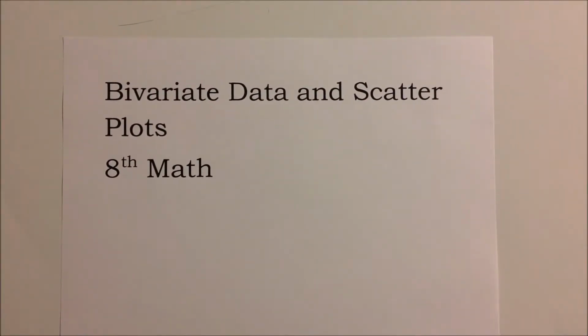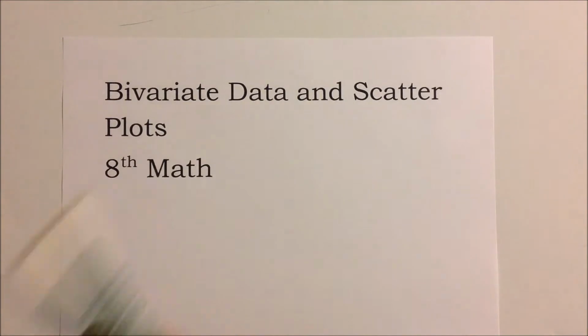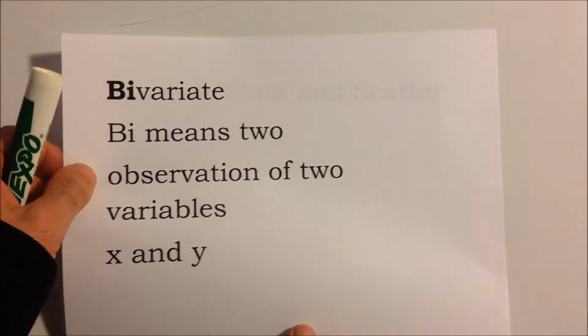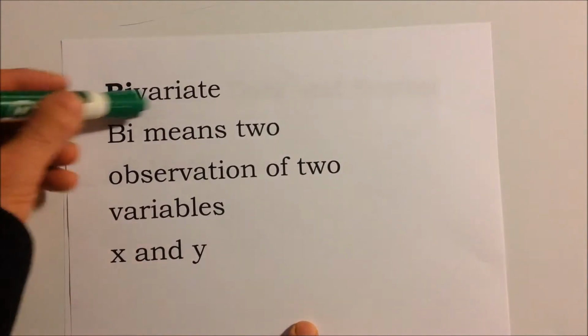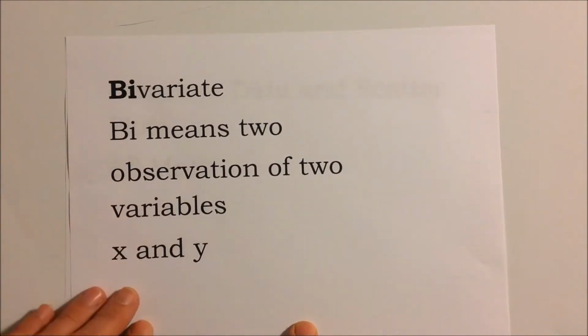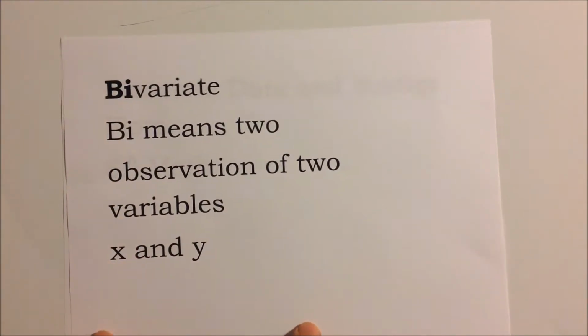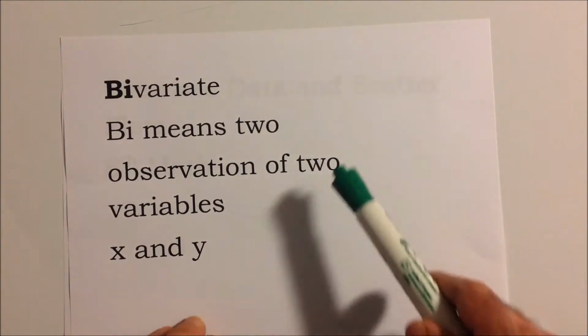Okay, here's our video on bivariate data and scatter plots. So bivariate, we can break the word down. The bi means two, so you're dealing with two variables, the x and the y. So bivariate just means that we're observing the measures of two variables.